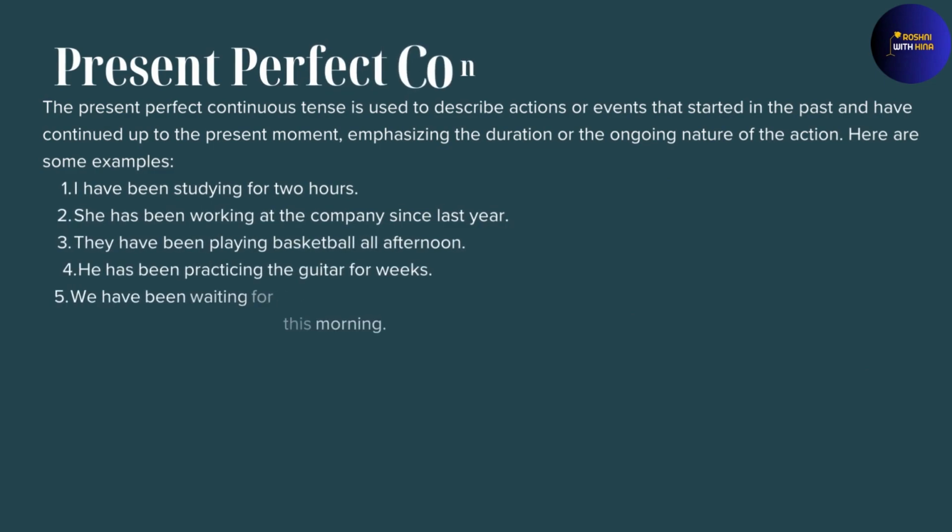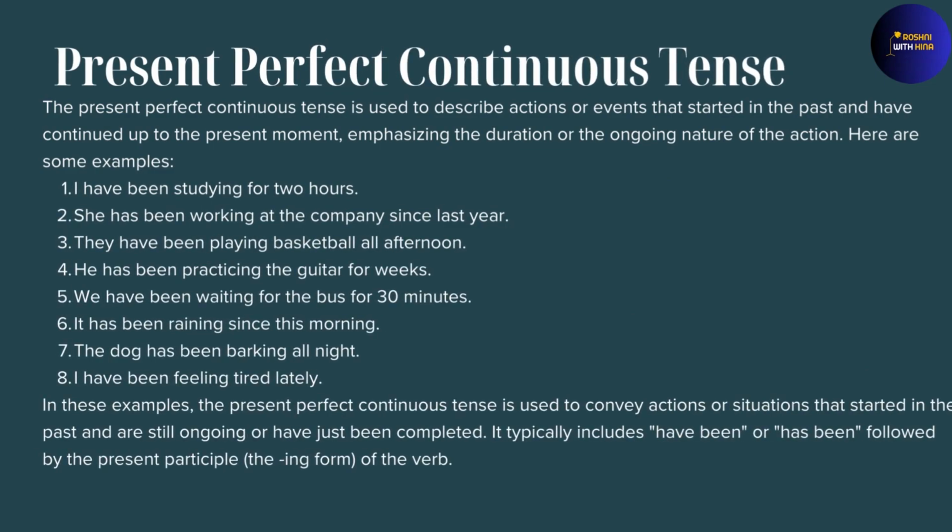Present perfect continuous tense. The present perfect continuous tense is used to describe actions or events that started in the past and have continued up to the present moment, emphasizing the duration or the ongoing nature of the actions. Here are some examples. I have been studying for 2 hours. She has been working at the company since last year.